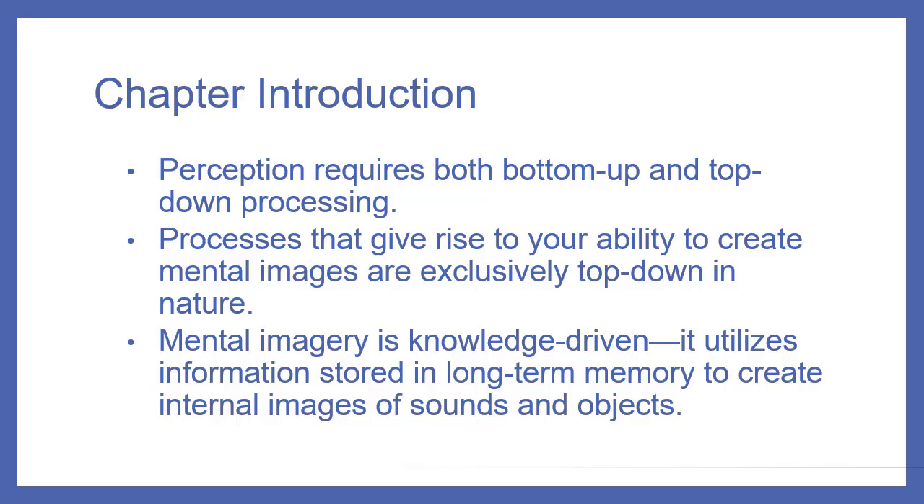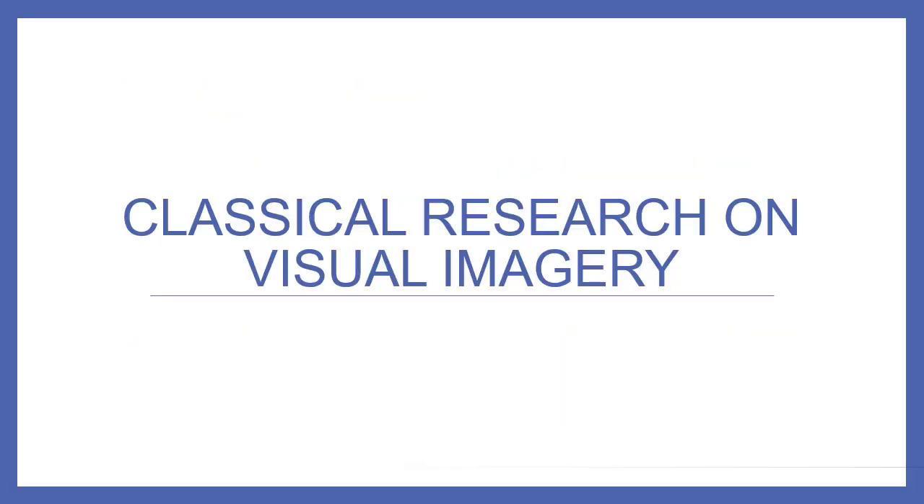And mental imagery is a knowledge-driven thing, which is why you have to have top-down processing, because top-down processing relies on knowledge and experience, and it relies on things that are stored in long-term memory, including things like visual cues. They're required by the top-down process, and also are stored in long-term memory. So let's talk about where visual imagery comes from from a classical standpoint.